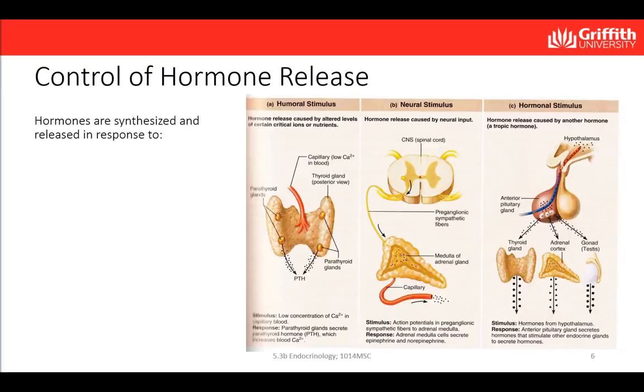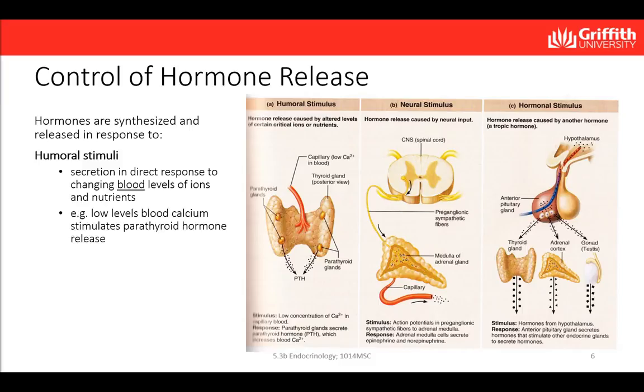The synthesis and release of most hormones are regulated by stimulus. Three main types of stimulus trigger endocrine glands to manufacture and release their hormones. Some endocrine glands secrete their hormones in direct response to changing blood levels of critical ions and nutrients. This is known as humoral stimuli. Humoral stimuli are the simplest endocrine controls. For example, low concentrations of calcium in the blood trigger the release of parathyroid hormone, which stabilizes the calcium levels.